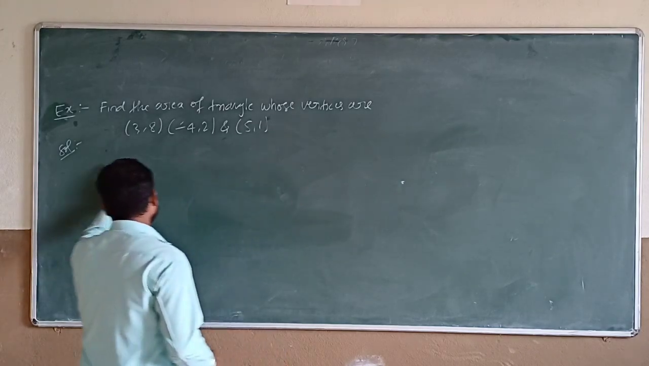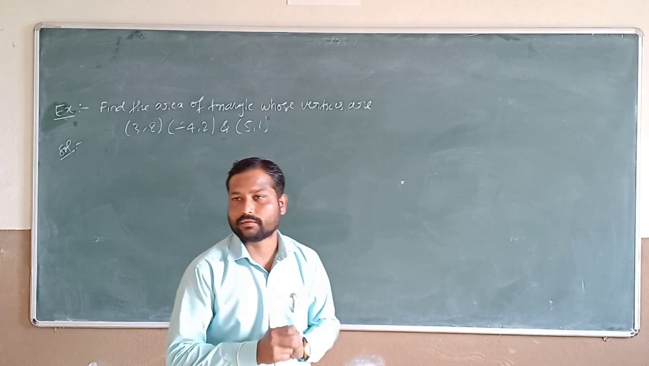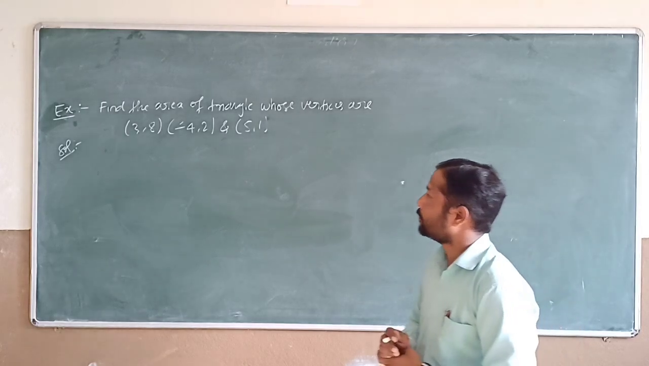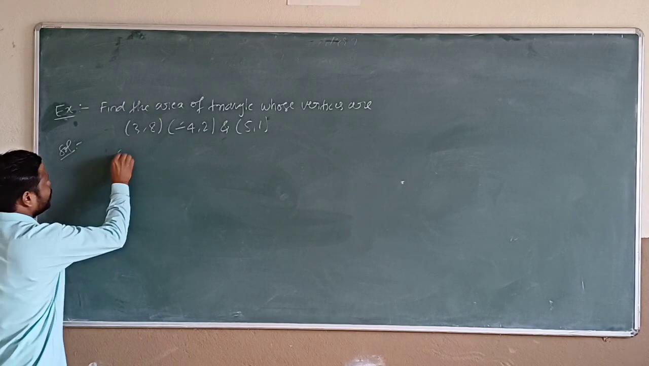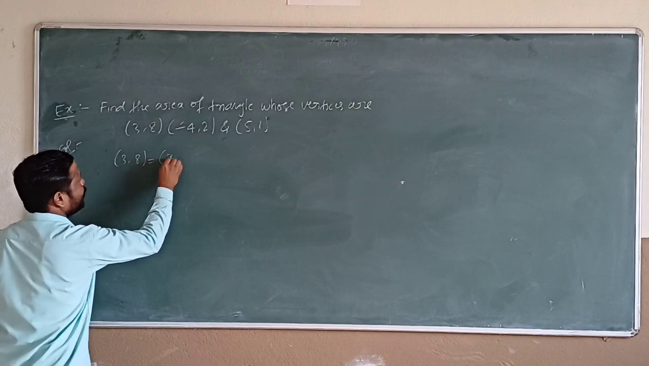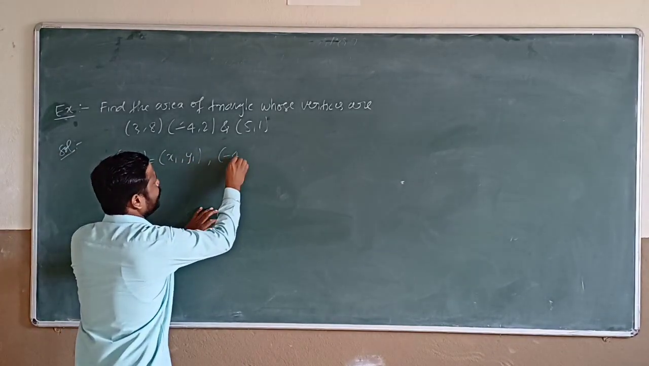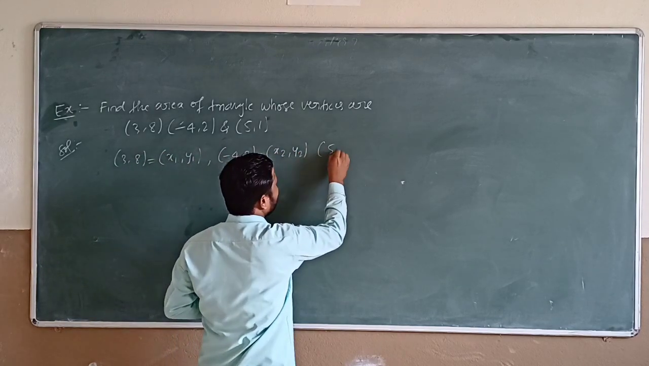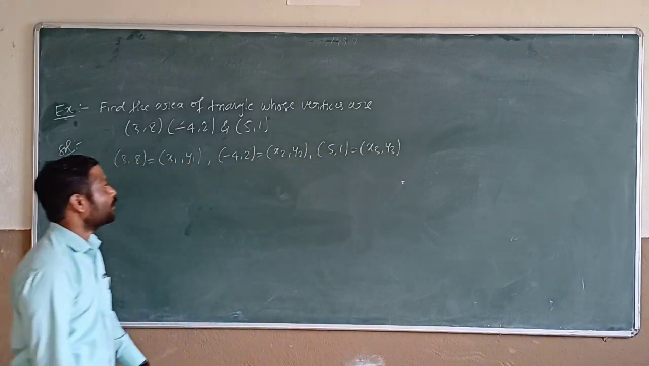Take one example here. They ask 2 marks questions in the examination. That is, find the area of the triangle whose vertices are given now, right? The vertices are 3, 8, minus 4, 2 and 5, 1. We know the first point is 3, 8, which can be taken as x1, y1, and the second point is minus 4, 2, which can be taken as x2, y2, and the third point is 5, 1, which can be taken as x3, y3, right?